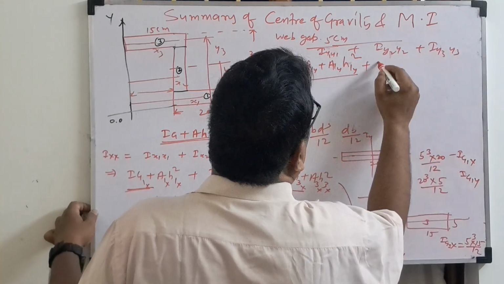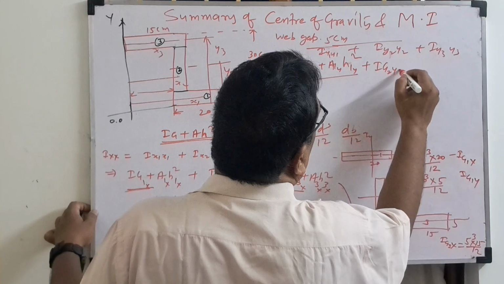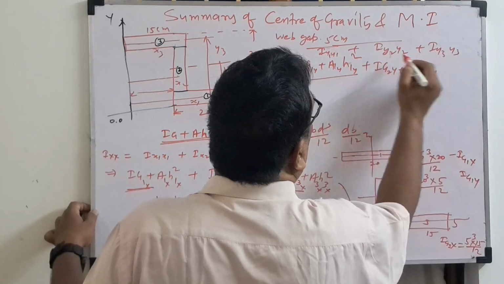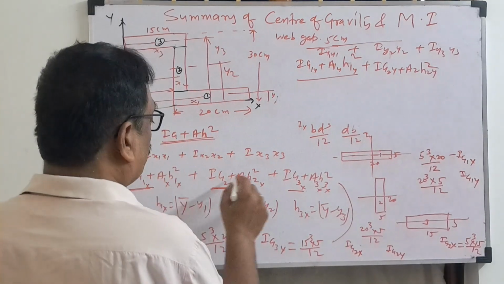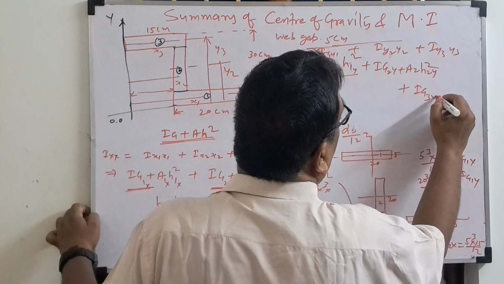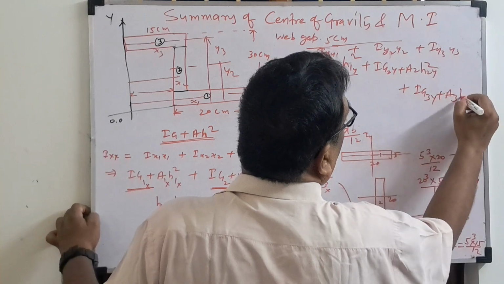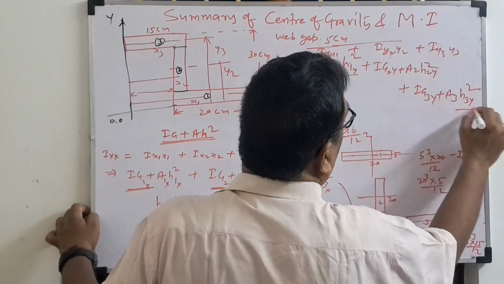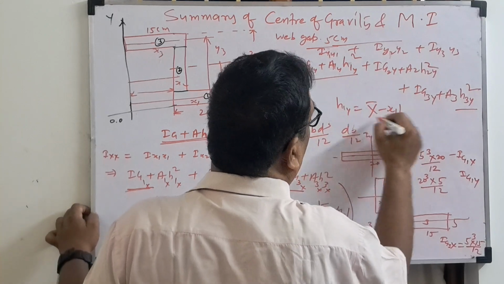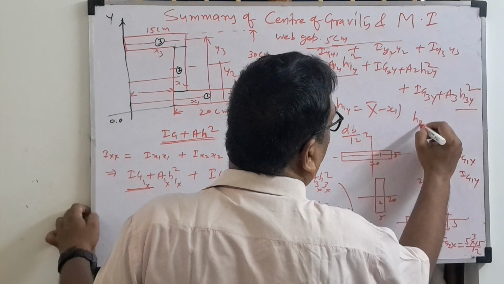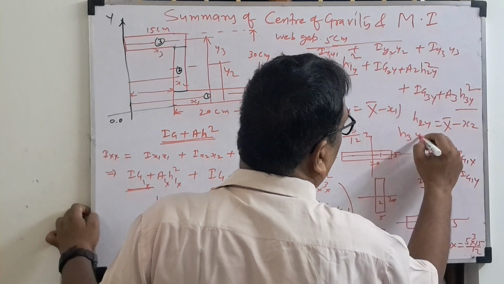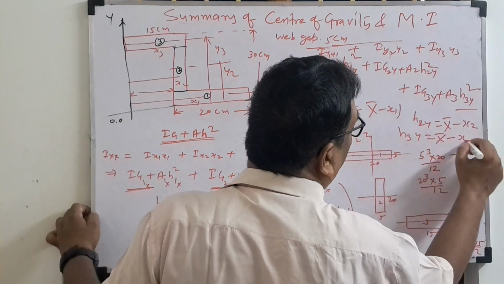So what will we write here? Ig2y plus A2 h2y, and this is square, this also is square, everywhere it is square. Plus Ig3y plus A3 h3y square. Here what is h1y? X bar minus x1. h2y is x bar minus x2. h3y is x bar minus x3.